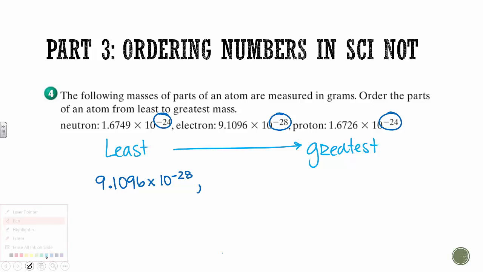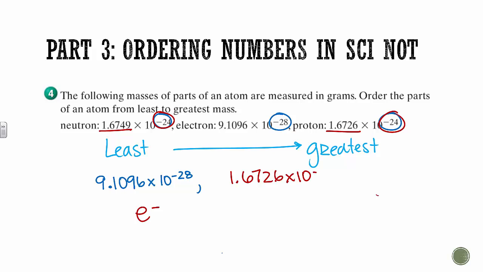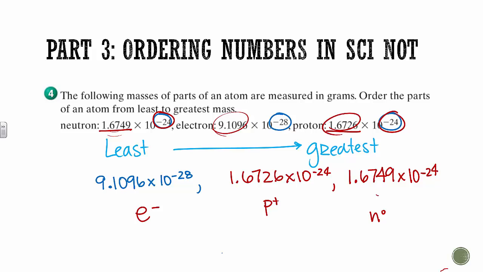And then when numbers have the same power up here, we can just compare these guys. So the next smallest is going to end up being the proton, because it's 1.6726 times 10 to the negative 24th. And then finally the neutron. Oops, that's a 1.6749 times 10 to the negative 24th. So make sure you pay attention to the powers, and then once you've ordered the powers, you can pay attention to the number out in front.